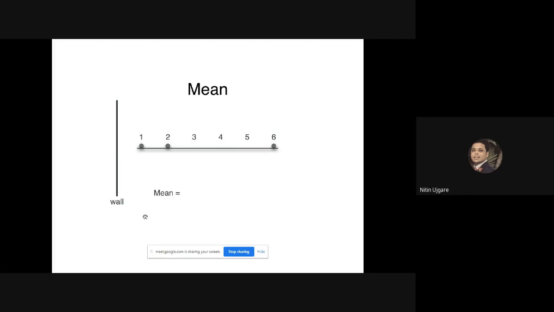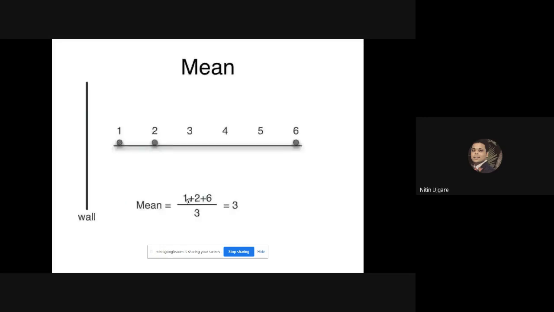Now, how would I find the balance point? That is the mean. The mean is calculated as the sum of the distances of the points from the wall divided by the total number of points. The distance of the first point from the wall is 1, the second is 2, and the third is 6, divided by the number of points, that is 3. So this is my balance point. That actually balances the entire line, or the points on this line. So you got the mean. The mean is basically the sum of all the points divided by the total number of points.